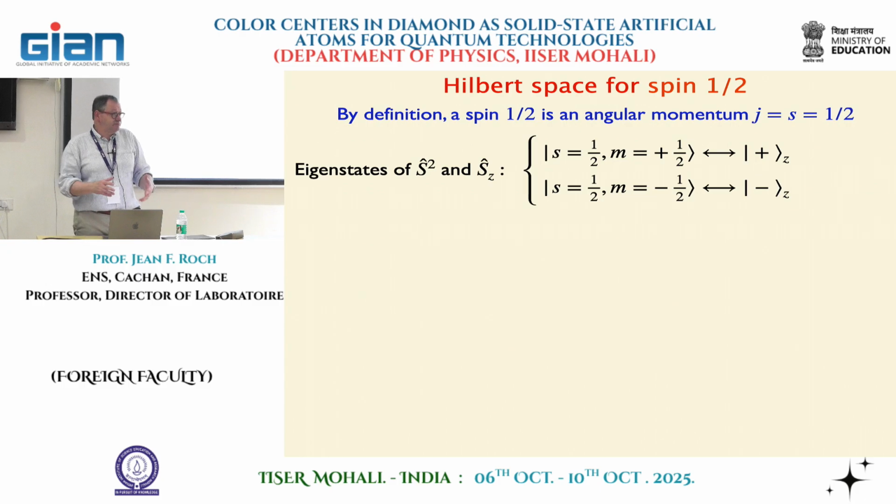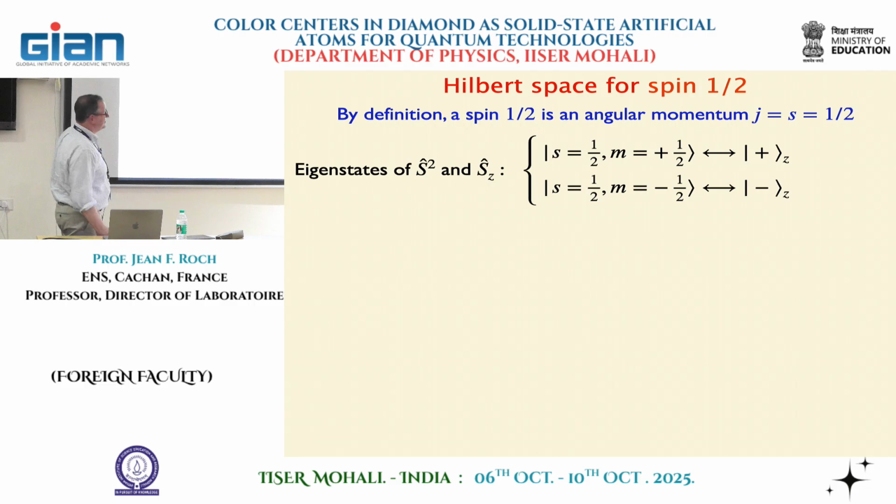OK, so now, once I have that, I have this extra degree of freedom, this internal degree of freedom of the electron, and I have to construct the Hilbert space that will describe this degree of freedom. OK? All that is a reminder, I guess, for many of you. But somehow it's a way to start.